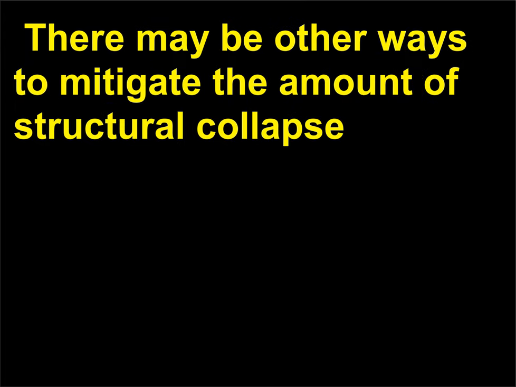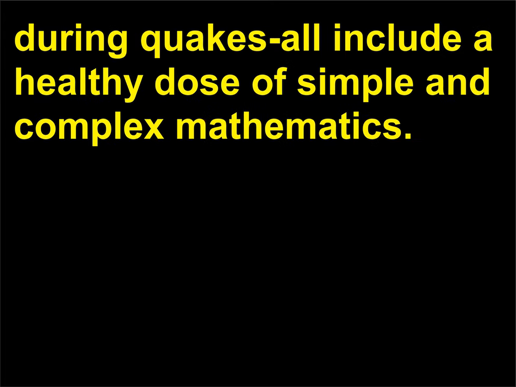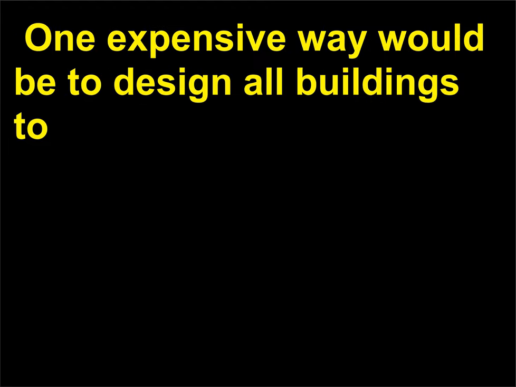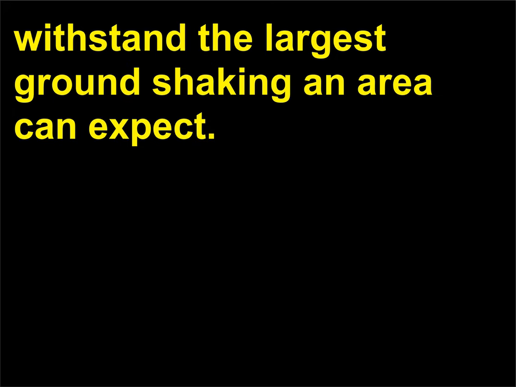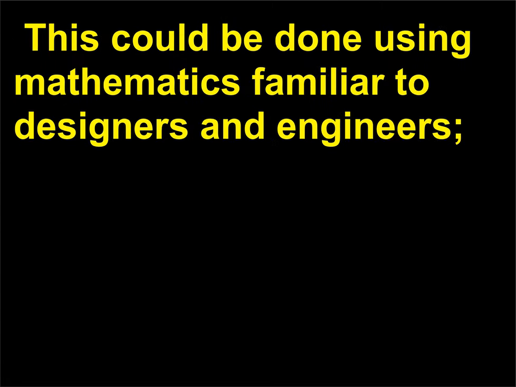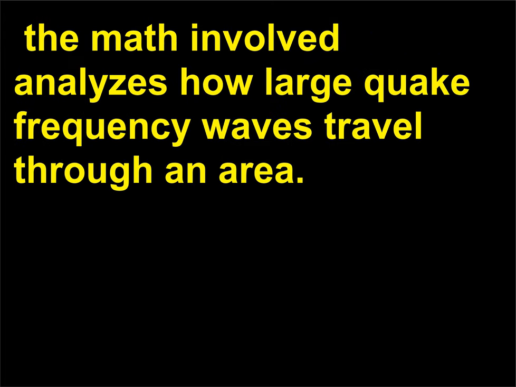There may be other ways to mitigate the amount of structural collapse during quakes, all of which include a healthy dose of simple and complex mathematics. One expensive way would be to design all buildings to withstand the largest ground shaking an area can expect. This could be done using mathematics familiar to designers and engineers. The math involved analyzes how large quake frequency waves travel through an area.